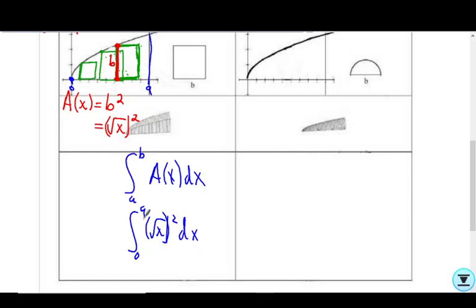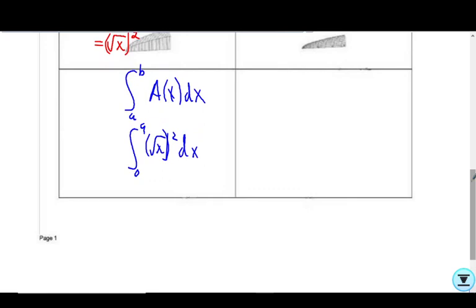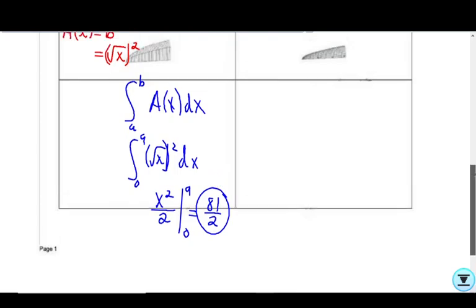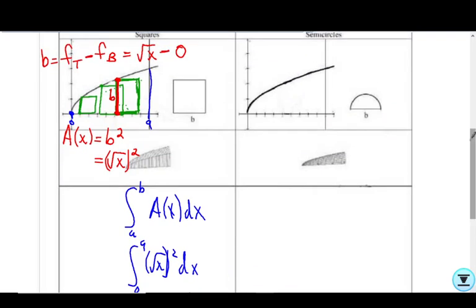And it becomes real easy now because the square root of x squared is x. The antiderivative will be x squared over 2, and we evaluate it from 0 to 9, which is 81 over 2. And that's my volume. So the volume of that figure is just 81 over 2. The integration becomes very, very simple. The hardest part is the setup. Okay? And the setup comes from what we learned in our last unit on bounded area.